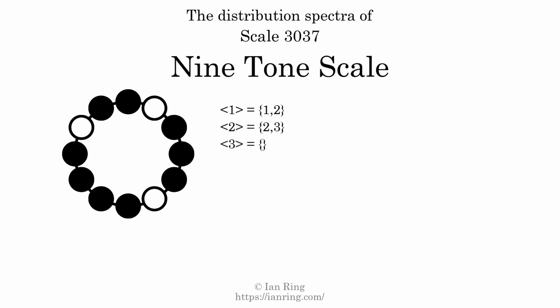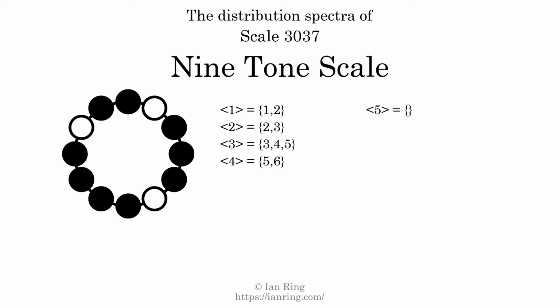The generic interval of 3 scale steps comes in 3 different specific interval sizes, 3 semitones, 4 semitones, and 5 semitones. The spectrum width of this generic interval is 2. The generic interval of 4 scale steps comes in 2 different specific interval sizes, 5 semitones and 6 semitones. The spectrum width of this generic interval is 1.